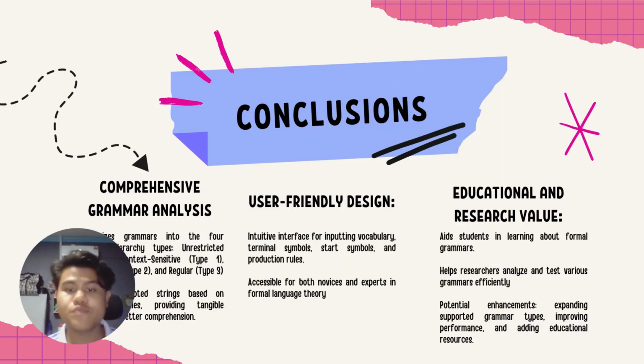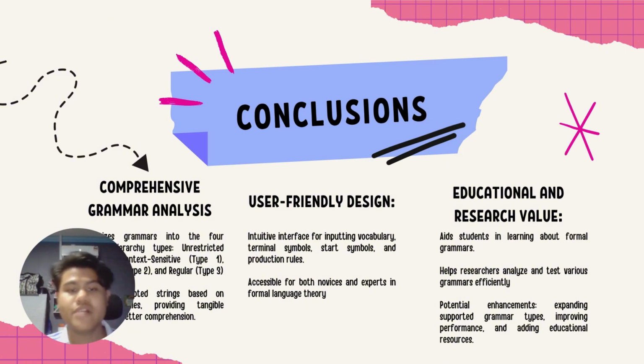The first one is comprehensive grammar analysis. It categorizes grammar into the four Chomsky hierarchy types, which are unrestricted type 0, context sensitive type 1, context free type 2, and the last one is regular type 3. It generates accepted strings based on production rules, providing tangible examples for better comprehension.